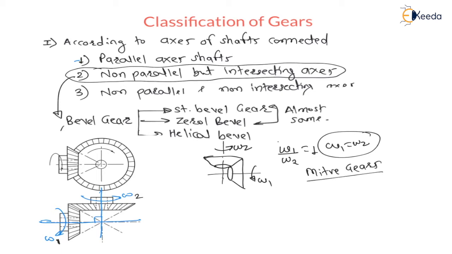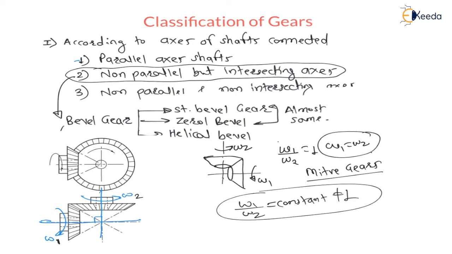Mitre gear. This is a mitre gear. Mitre gear is not increasing or decreasing the speed or angular velocity. It is only transferring the power at 90 degrees. In the other case, omega 1 divided by omega 2 is constant but not equal to 1, meaning it is a speed reducing or speed increasing gear, the bevel gear. In a bevel gear, pure rolling motion is transferred, meaning rotation is converted into rotation, but at 90 degrees. This is important.